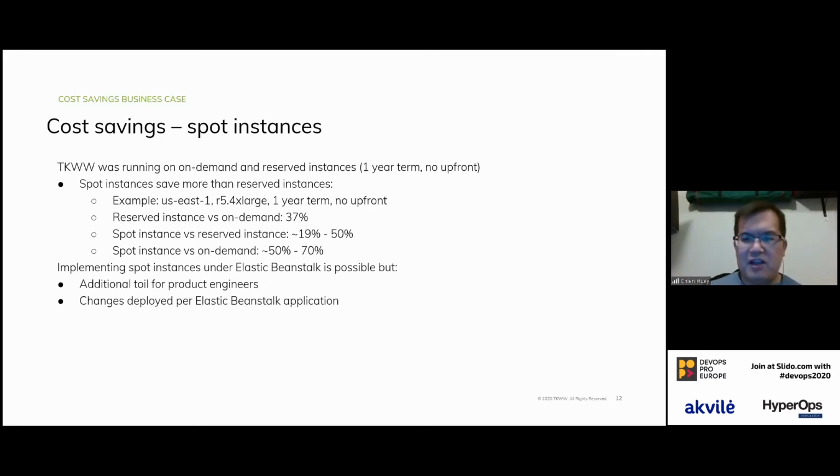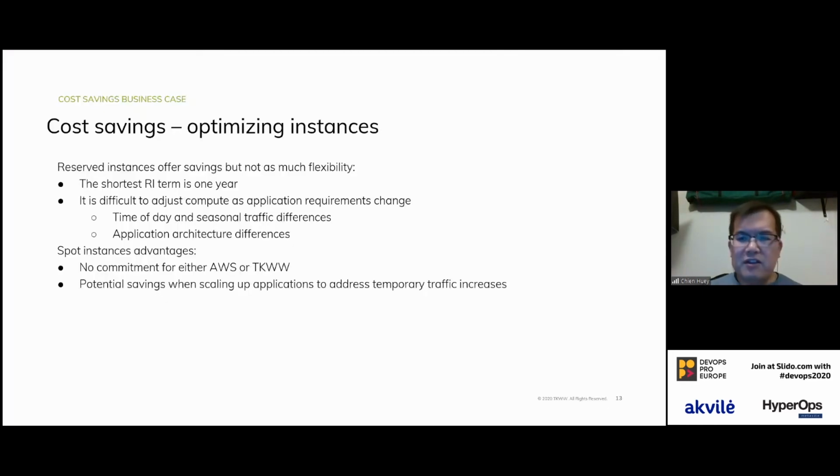And I have some stats on the screen about what the savings is. If we were using reserved instances, which we were using, you're saving about a third. And then on top of that, you can save anywhere from 20 to 50% using a spot instance. So the last thing, in terms of cost savings, is being able to optimize our instances, right?